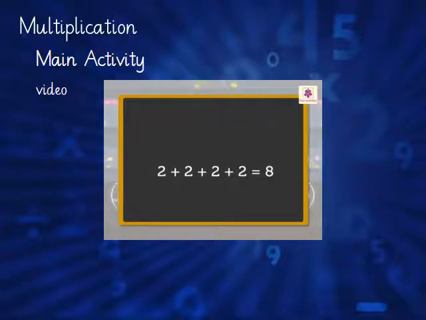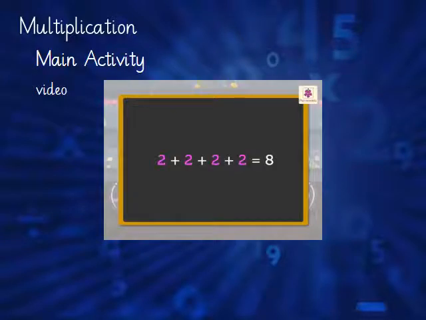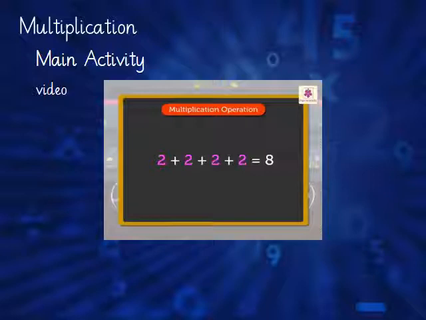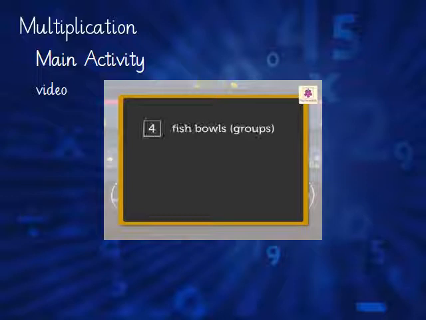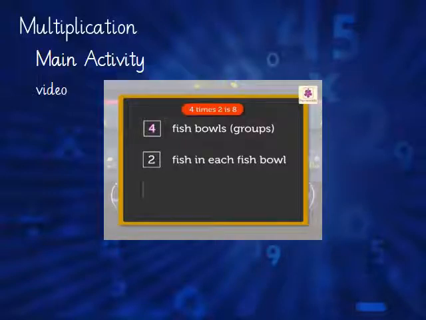Here, we repeatedly added 2 4 times. This is called multiplication operation. Multiplication is repeated addition. We can do this multiplication operation in an easier way. Let's see how. There are 4 fish bowls. Each bowl has 2 fish in it. Now, 4 times 2 is 8. So, there are 8 fish in all.